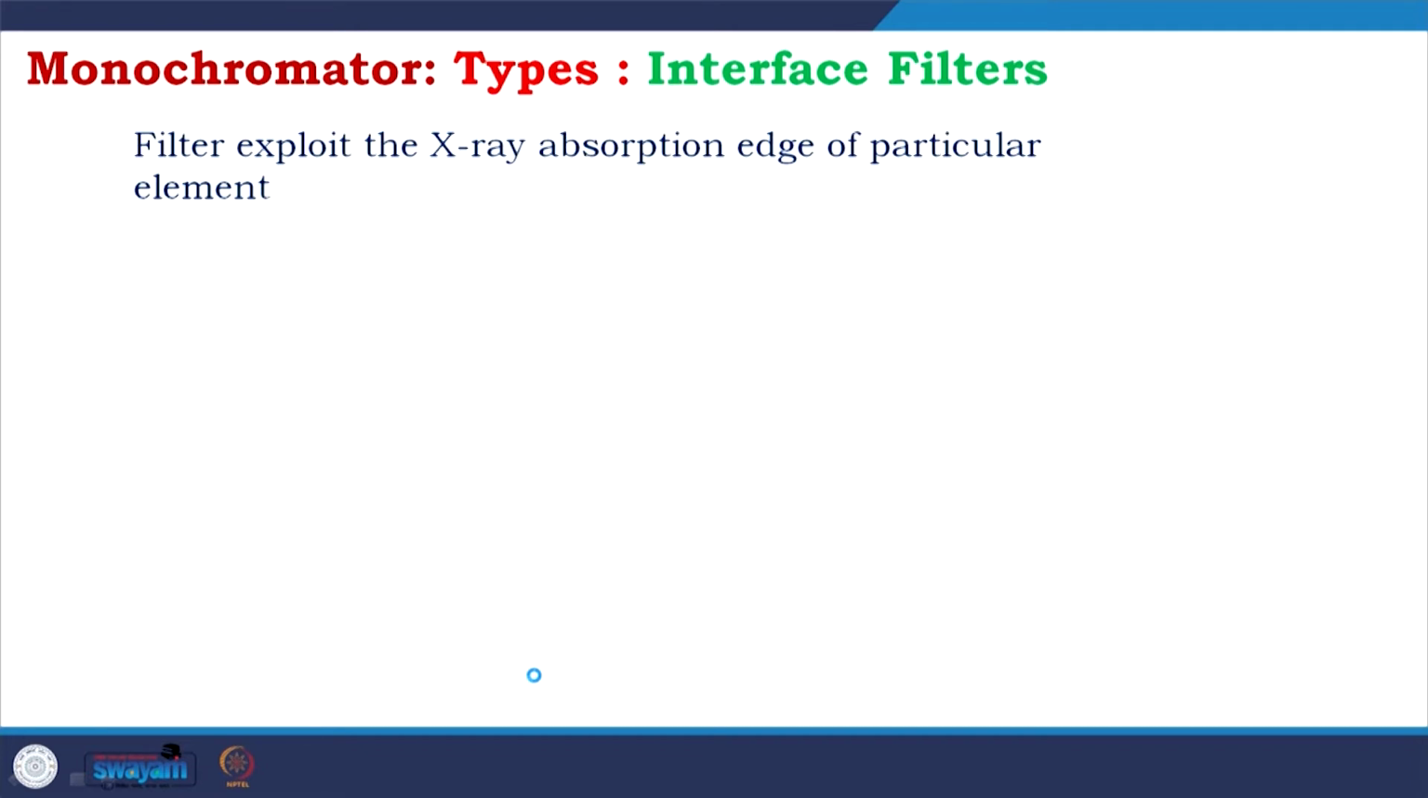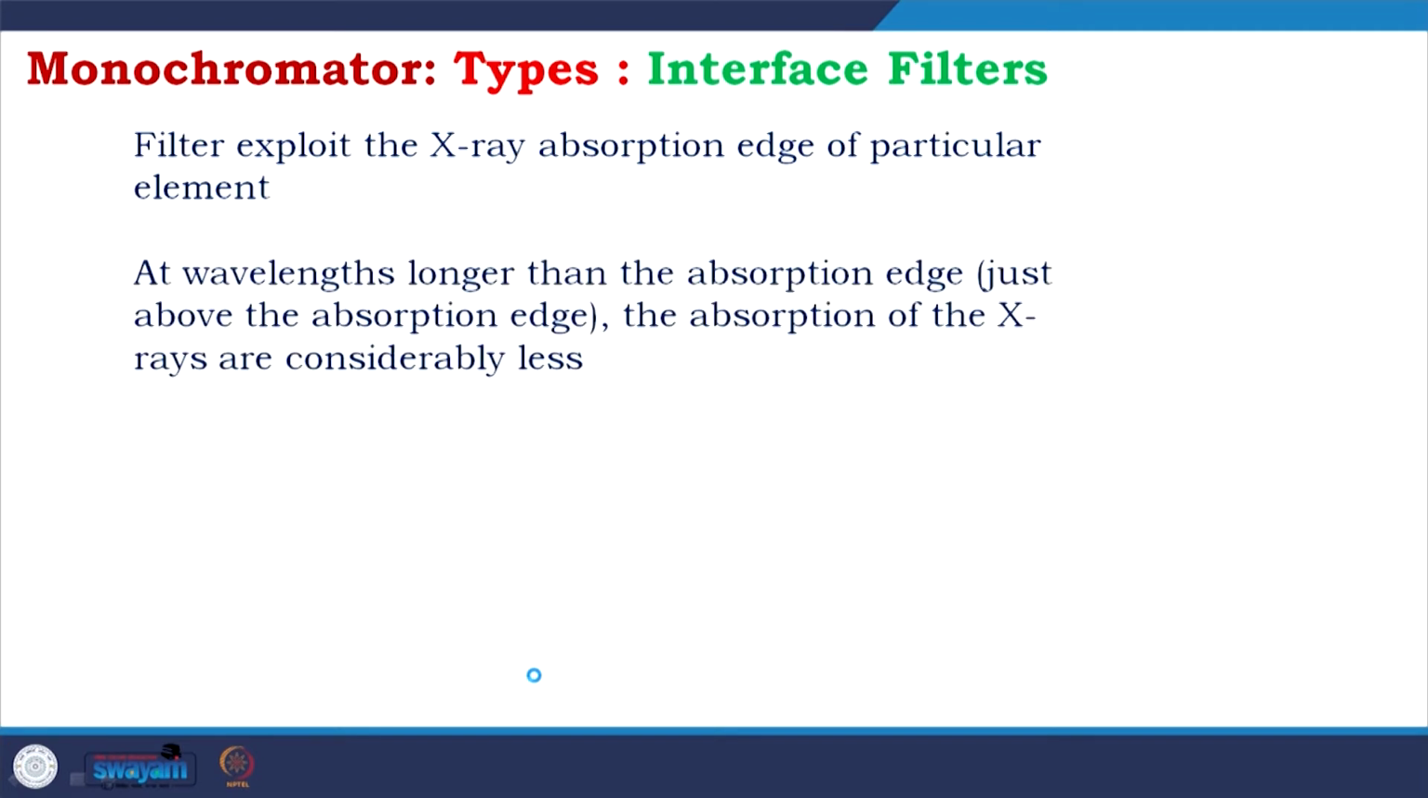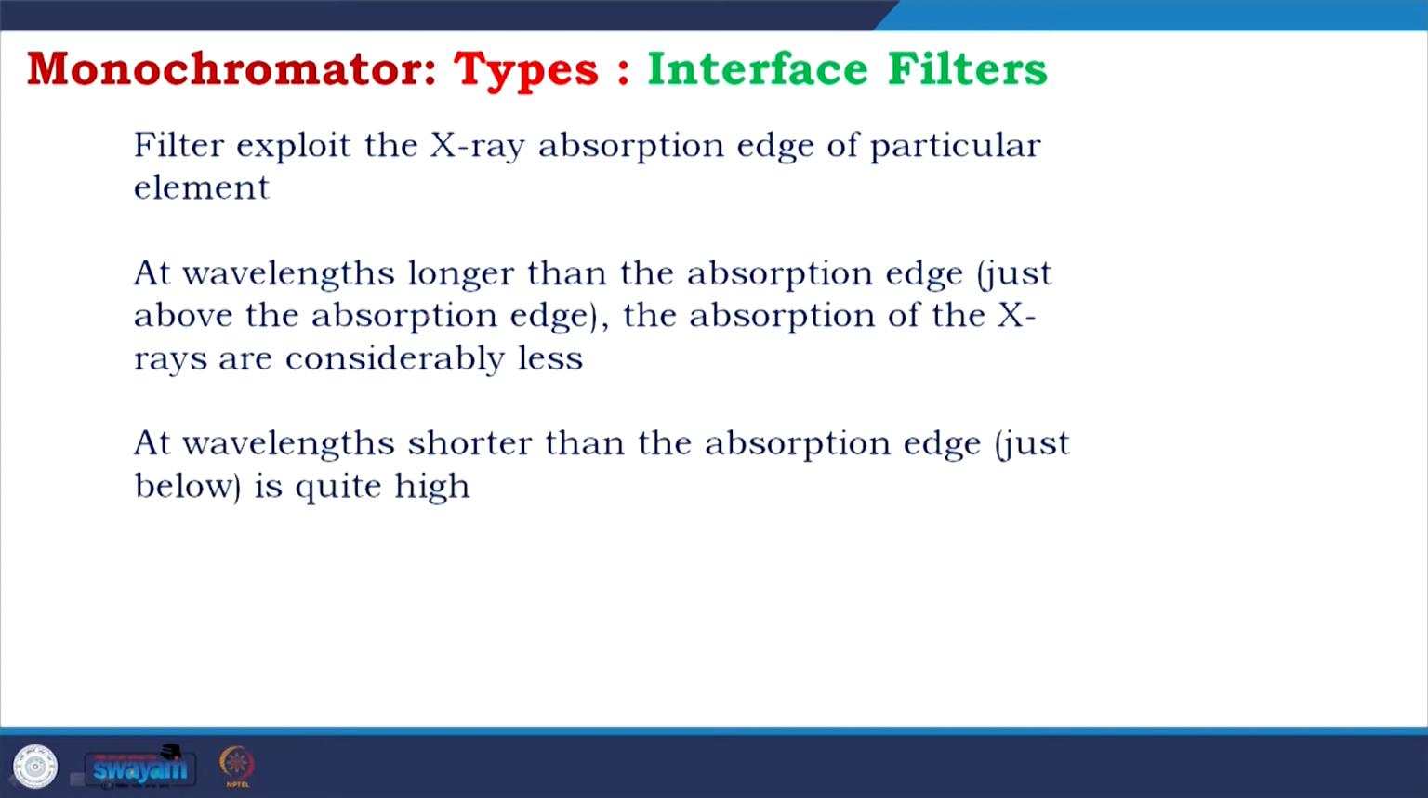Coming to interference filters, filters exploit the X-ray absorption edge of a particular element. It is very interesting: at wavelengths longer than the absorption edge, which means just above the absorption edge, the absorption of the X-rays is considerably less, and in reverse, at wavelengths shorter than the absorption edge, it is quite high.